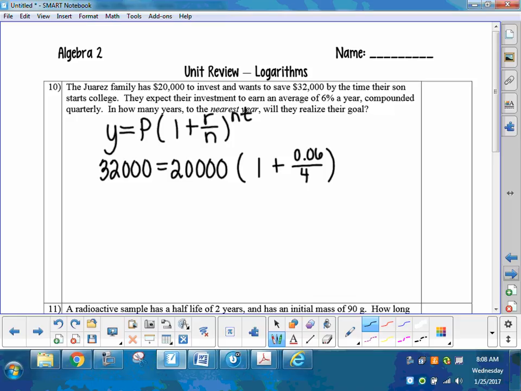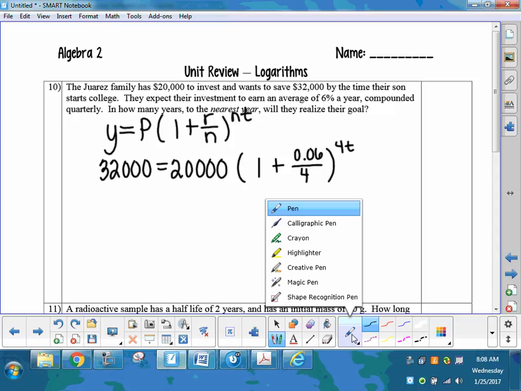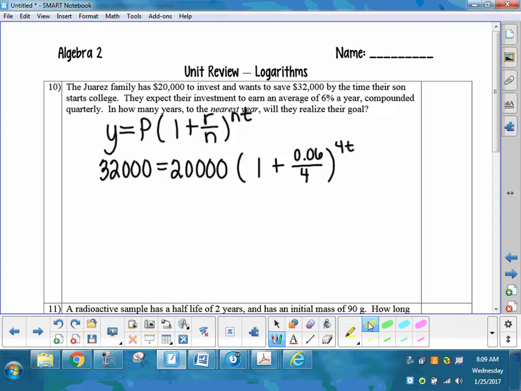Close. 4 times T power. Now your job right now is to solve. And by the way, you can always check your answer, no matter how complicated, by doing n solve on it. What's your first step going to be, Jack? Try and get that alone. Who can tell me what my first step's going to be?